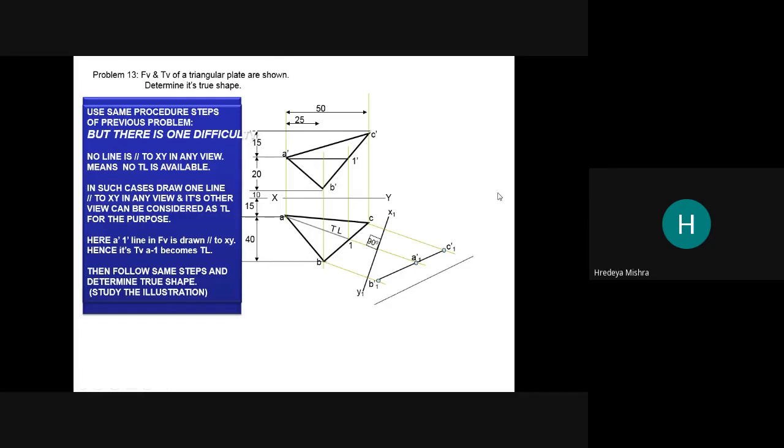Now make a line here, x2 y2, and this x2 y2 is at 45 degrees from here. Make a line from c1 to c2 to c3, and mark these distances here. So we get our true shape here.